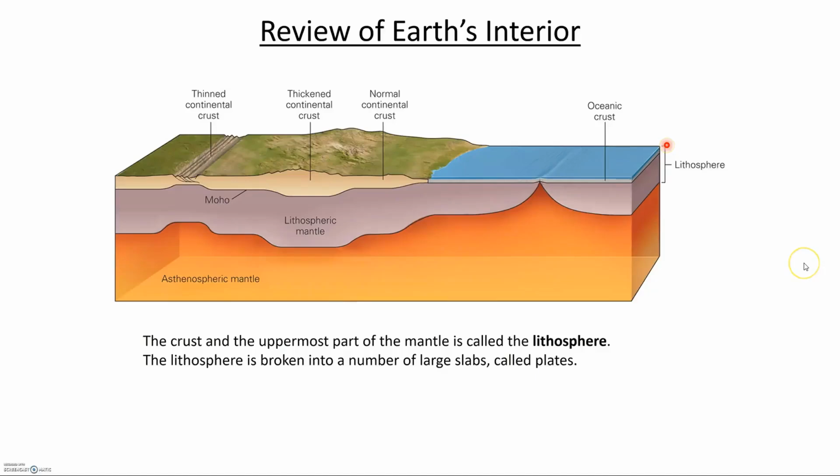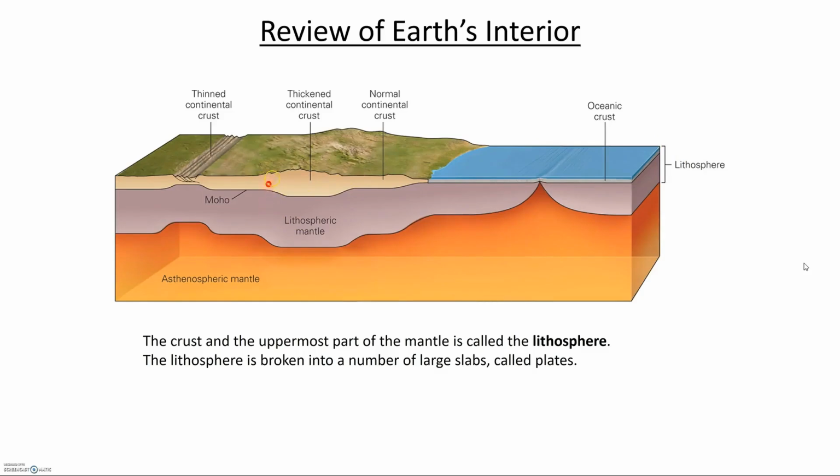So we're starting off here with just a review of Earth's interior. And so when we think about plate tectonics, when we think about these pieces of crust that are moving around on the surface of the Earth, we're really referring to what is known as the lithosphere. So the lithosphere is comprised of the very uppermost part of the mantle, known as the lithospheric mantle. So that's kind of what the crust, the hard part here, is floating on top of.